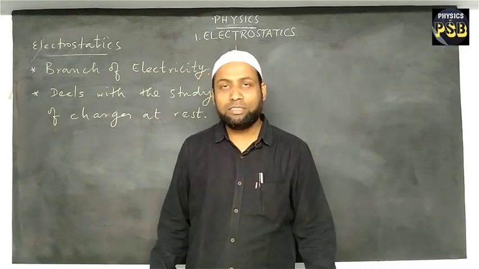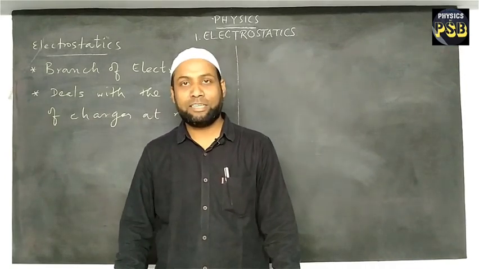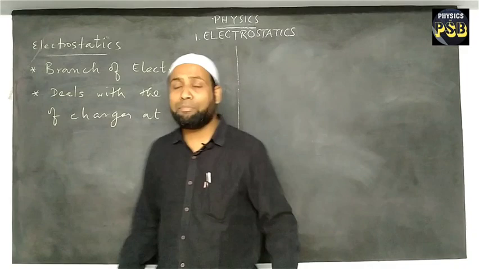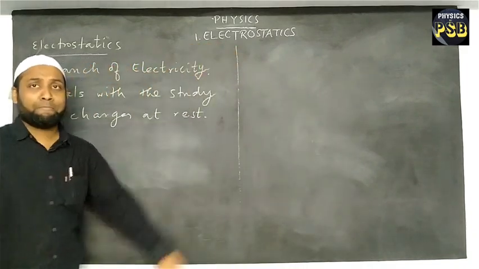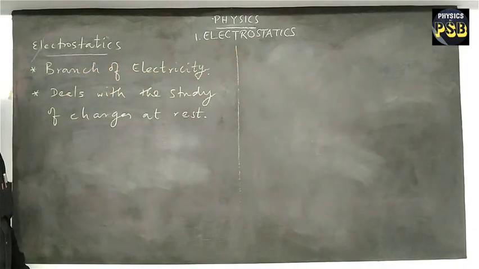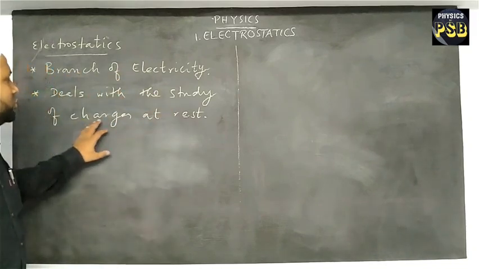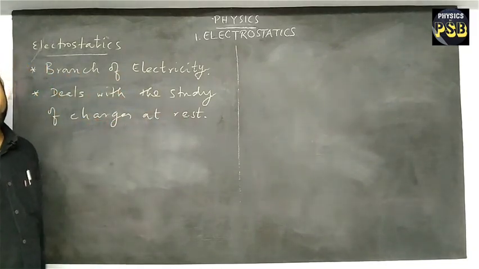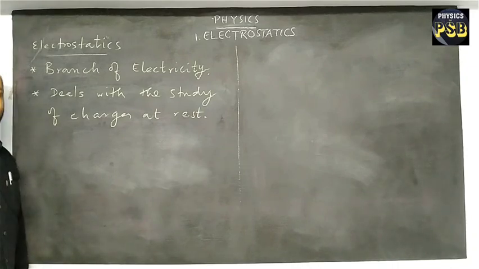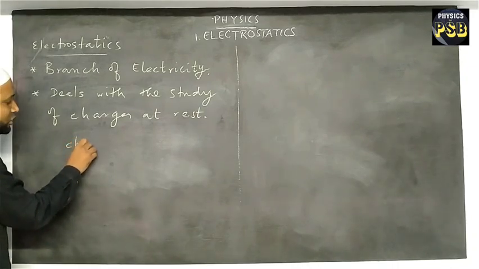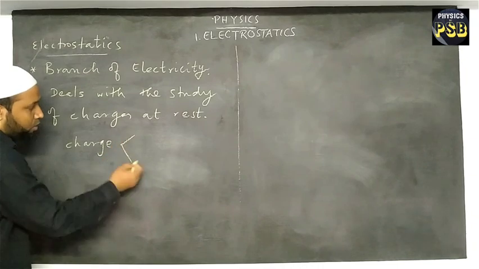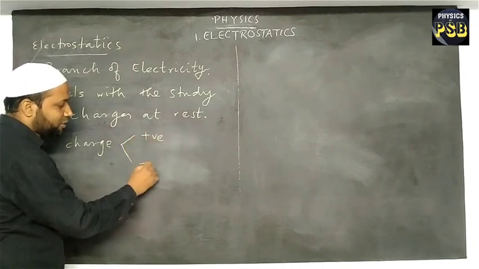In this video, you will learn the basics of electrostatics. Electrostatics is the first chapter in 12th physics. What is electrostatics? Electrostatics is the branch of electricity which deals with the study of charges at rest. According to Benjamin Franklin, there are two types of charges. One is positive charge and one is negative charge.